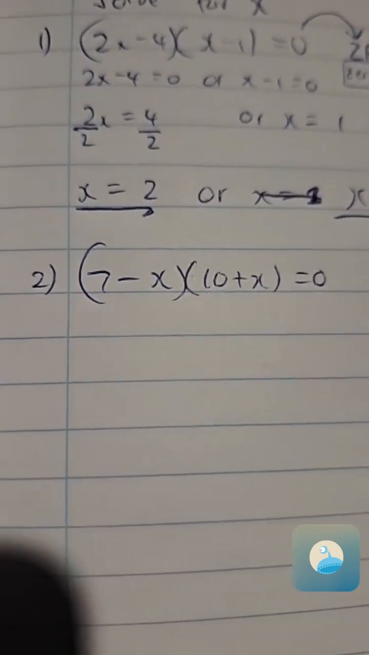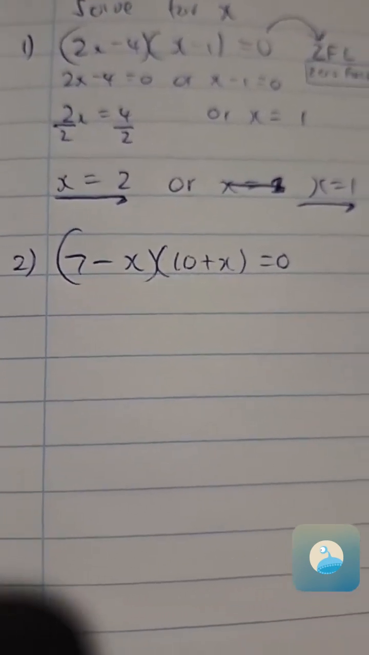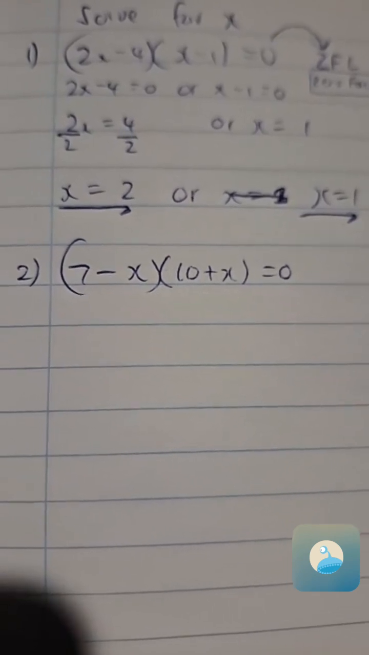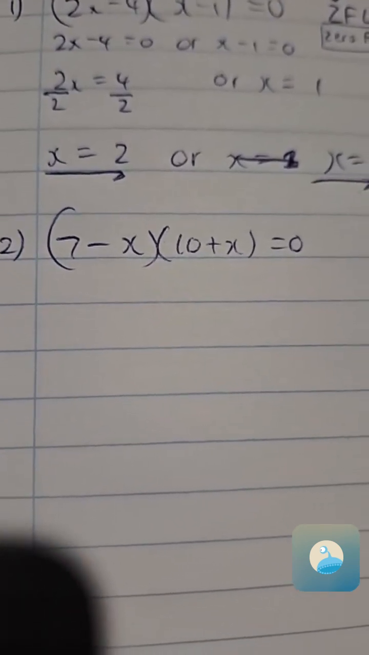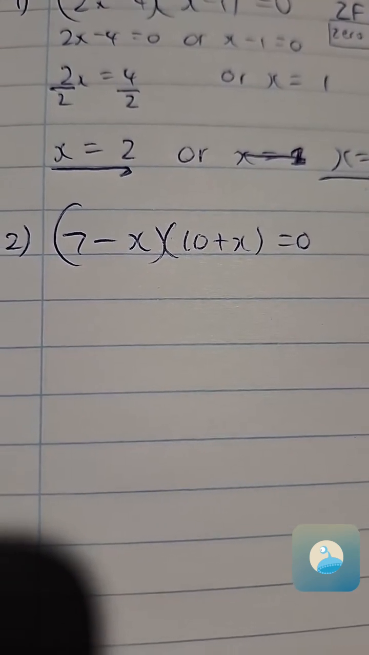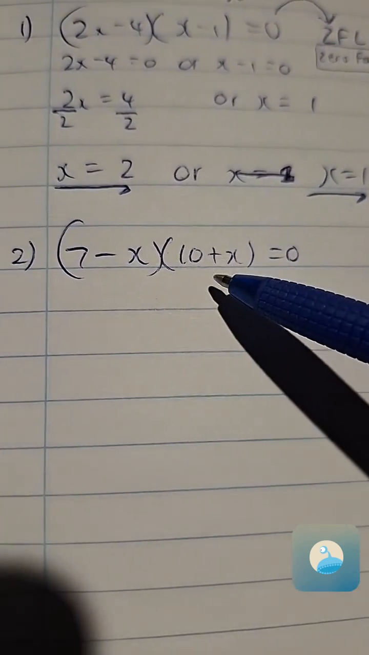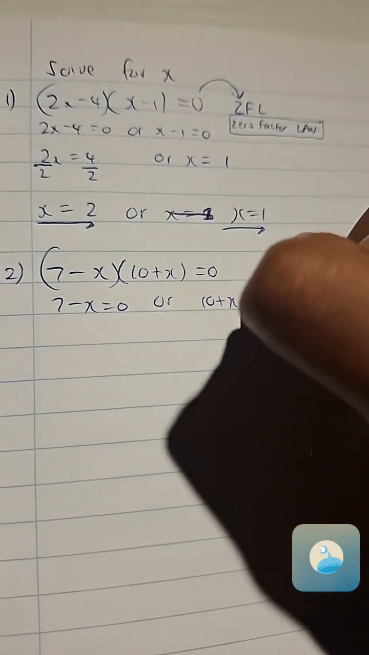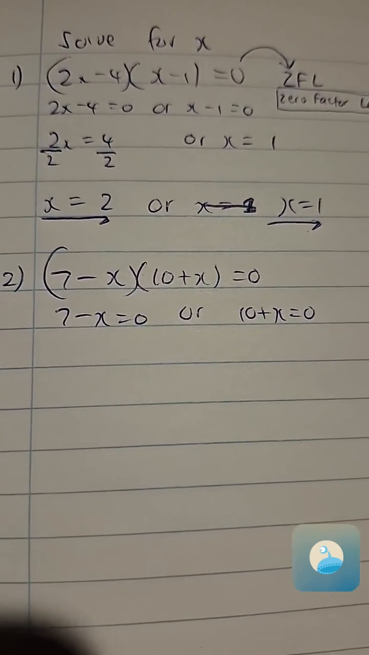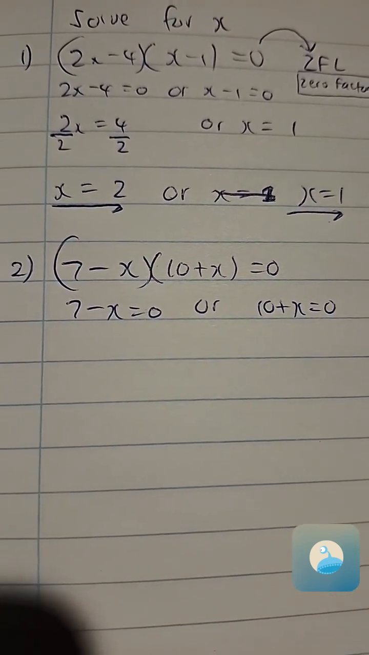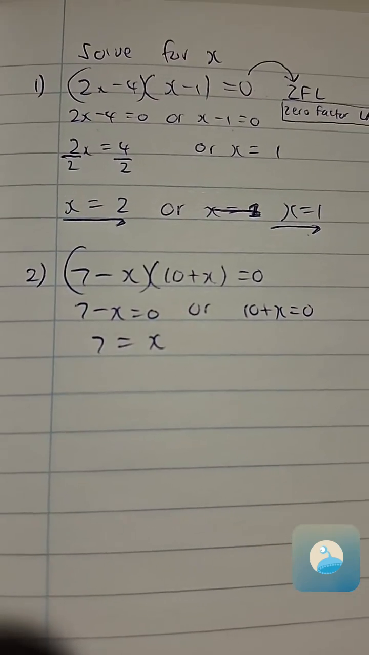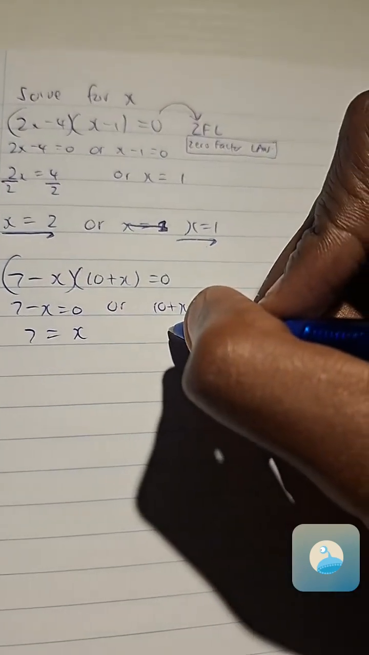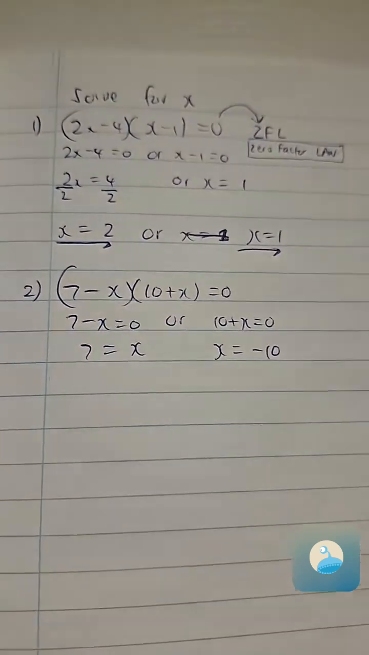7 minus x, then 10 plus x. So 7 minus x is equal to 0, or 10 plus x is equal to 0. Step number 1. Then 7 is equal to x. 7 is equal to x, 100%. Then 10 plus x equals 0, x is equal to negative 10. X is equal to negative 10.